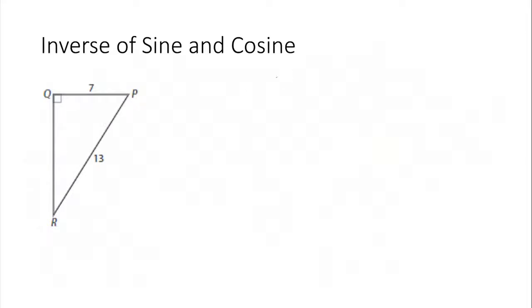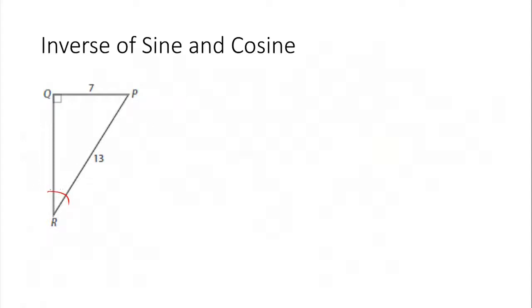All right. Inverse of sine and cosine, basically finding the angles. So let's say if I want to find angle P. All right. Now, looks like I can't find angle P unless I got my opposite side. So looks like we can actually find angle R first. All right, so let's go ahead and find angle R.